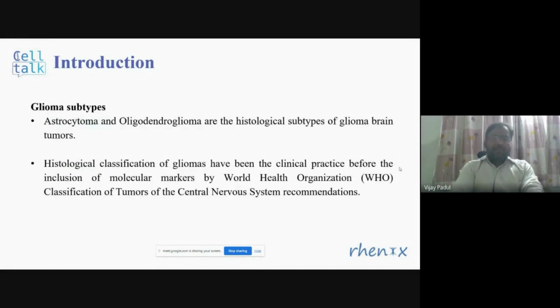Introduction. This research is focusing on the molecular differences between astrocytoma and oligodendroglioma, which are the grade 2 subtypes. Astrocytoma and oligodendroglioma are themselves the histological subtypes of glioma brain tumors.